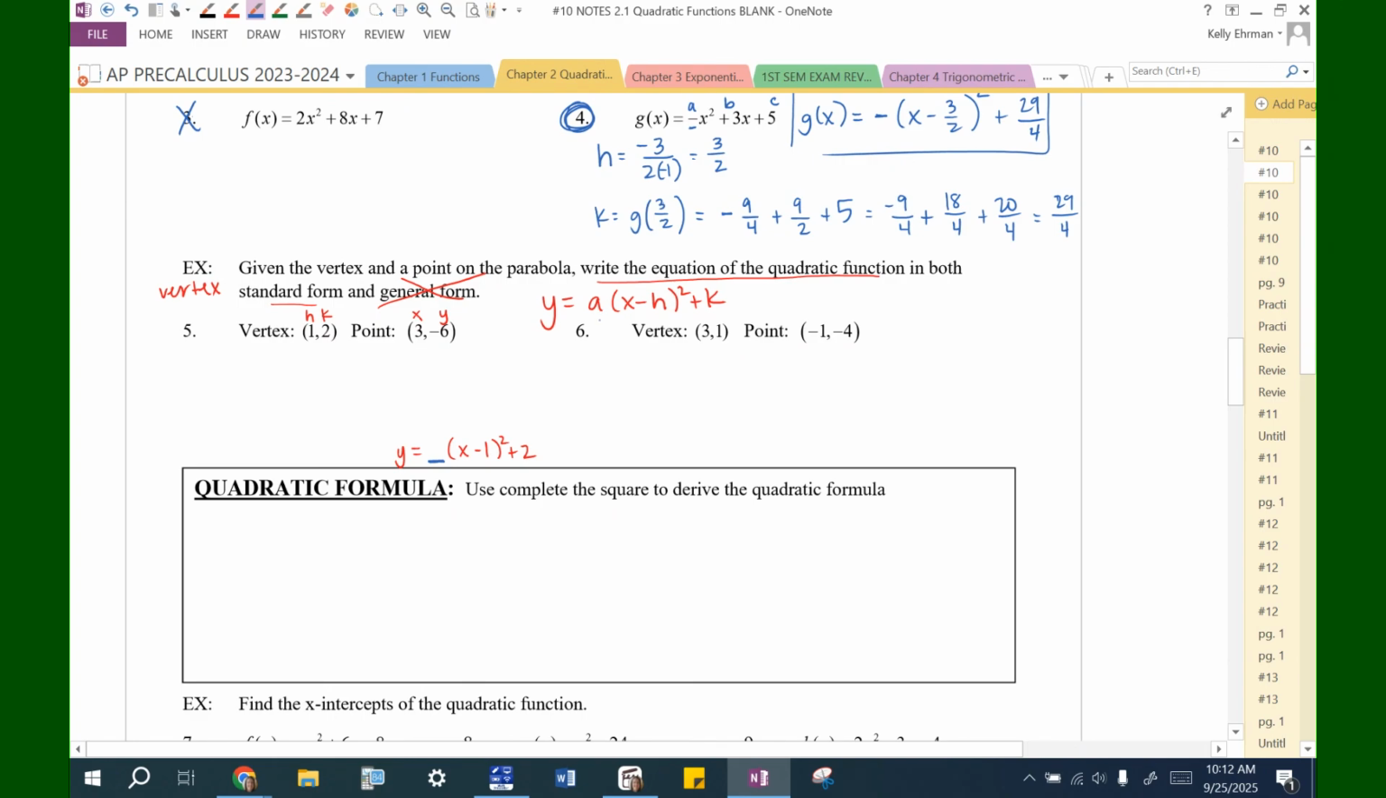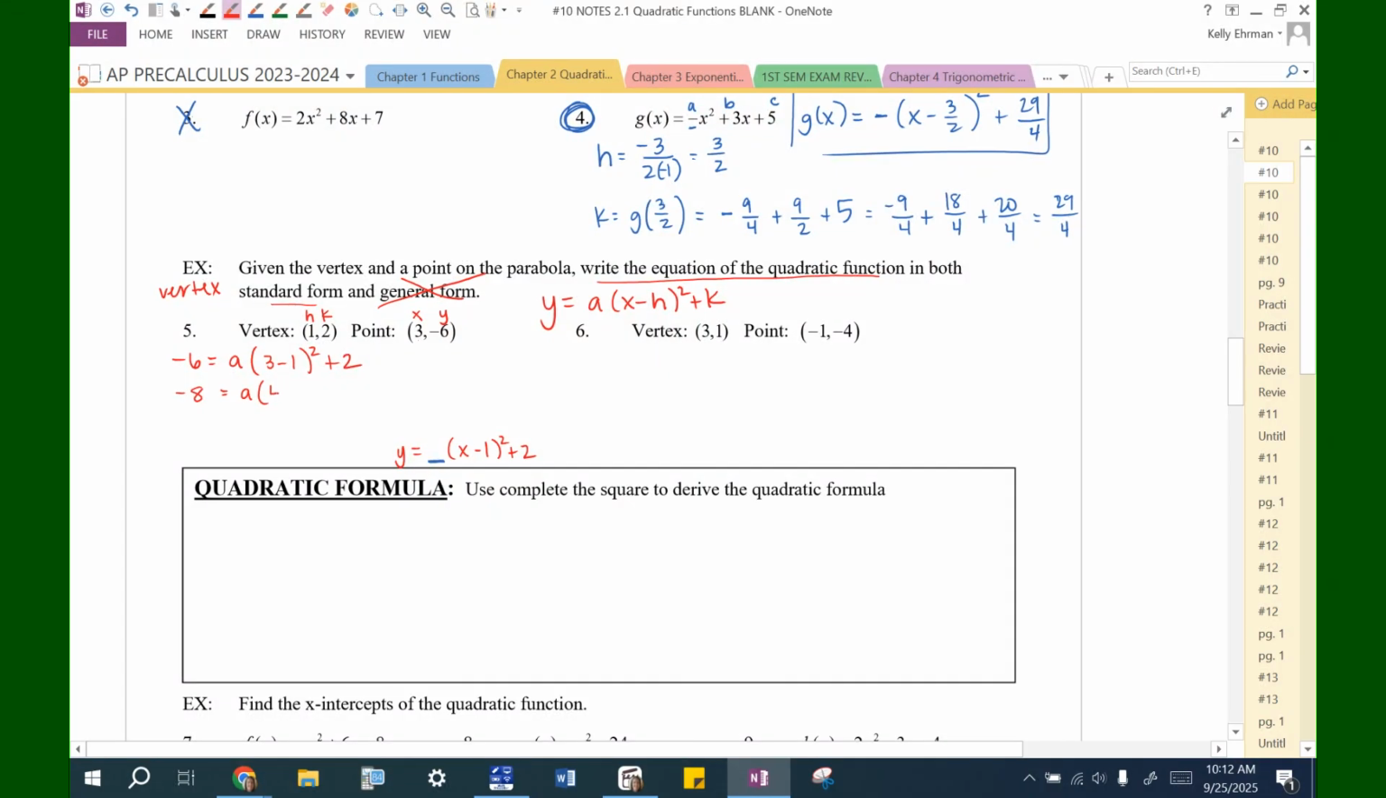What is the a? Is it 1? Is it negative 1? Is it 15? 2/3? Whatever. So what it is not is the slope. It's not the slope between these 2 points. Instead, we need to plug all these points into this formula. So instead of y equals, it's negative 6 equals a times x minus h, 3 minus 1, squared, plus k, plus 2. Now just do some math and solve for a. So subtract 2.